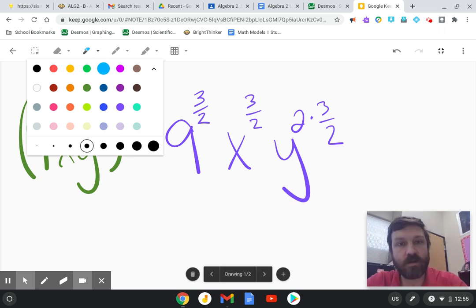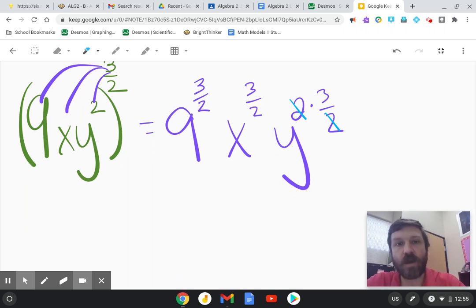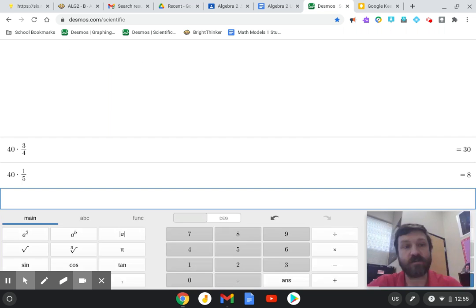So let's go ahead and do the things that are really simple. We know these 2s are going to cancel out. We're going to do 9 to the 3/2 power, and you can do this easily in Desmos. You're going to do 9 raised to, and that's going to be this button you see I'm hovering on right here, a to the b.